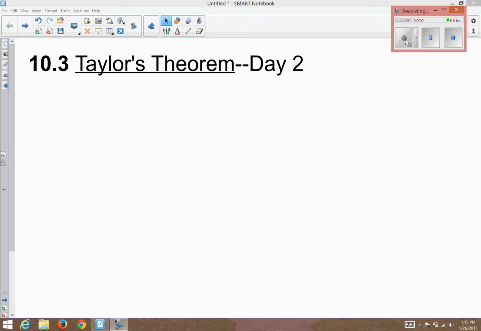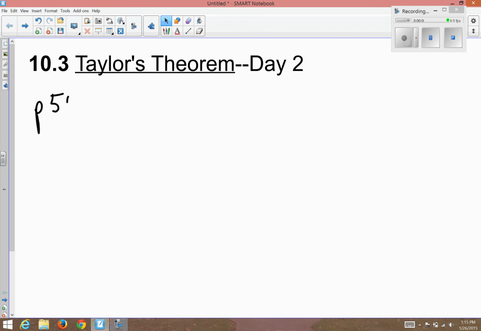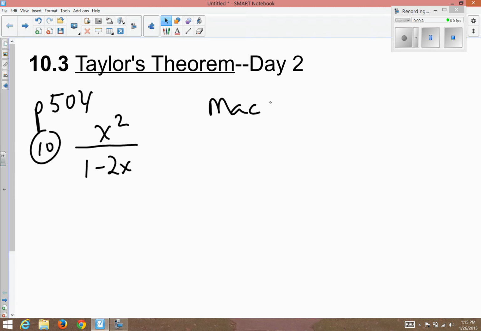Chapter 10, Section 3, Taylor's Theorem. Day 2. Page 504. Exercise 10. The function x squared over 1 minus 2x. The directions are to find the Maclaurin series for this function, and that is the same as the Taylor series for x near 0.